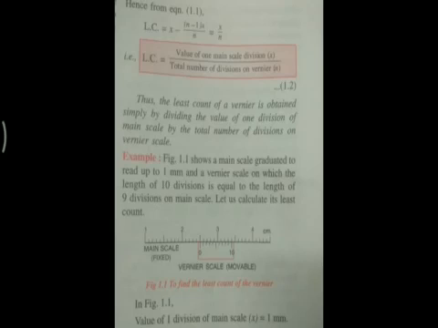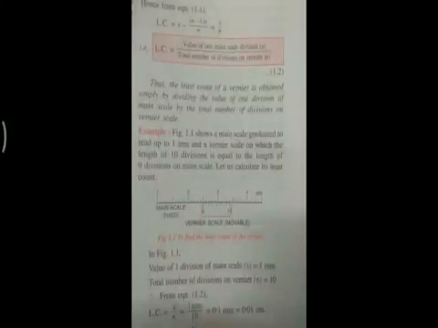So just by putting the values, instead of x you will put 1, instead of n you will put 10. So by putting the values, 1 upon 10, you will get the value 0.1 mm, and 0.1 mm is how much? 0.01 centimeter. This is the least count of the vernier scale, right?